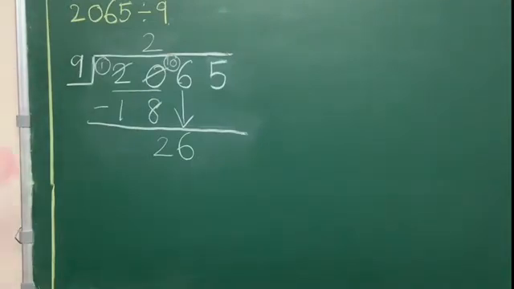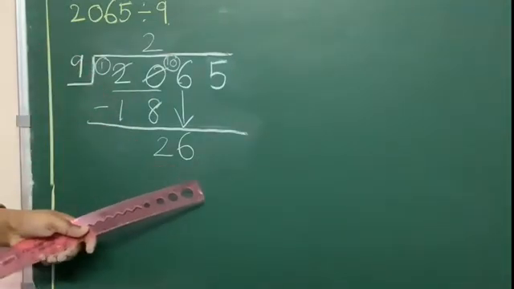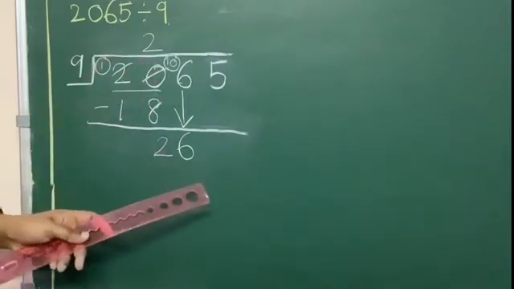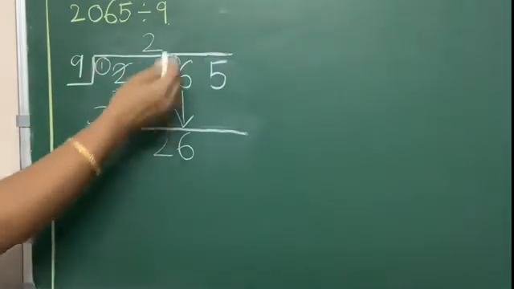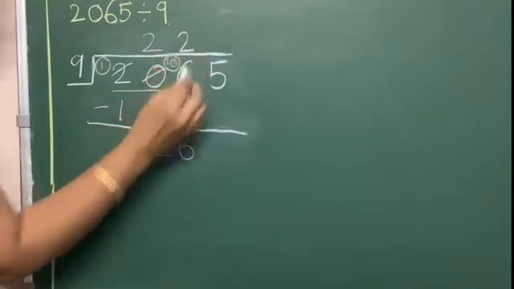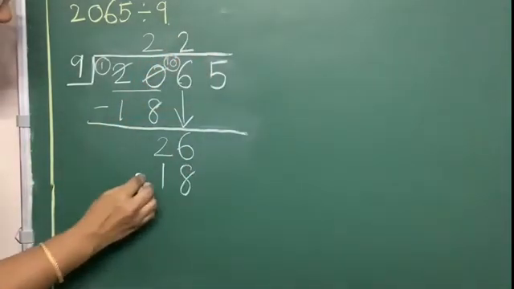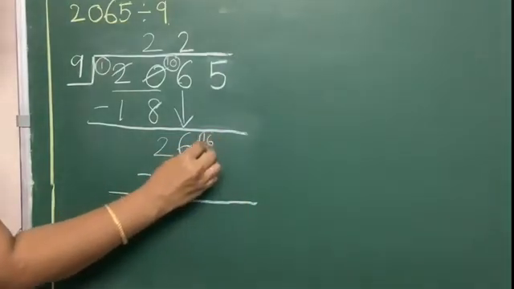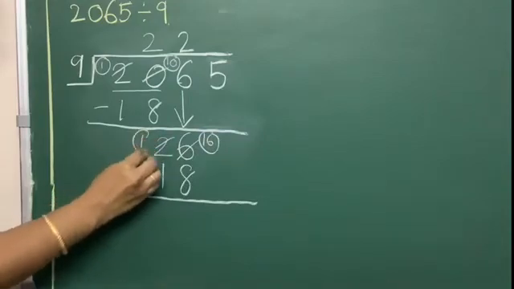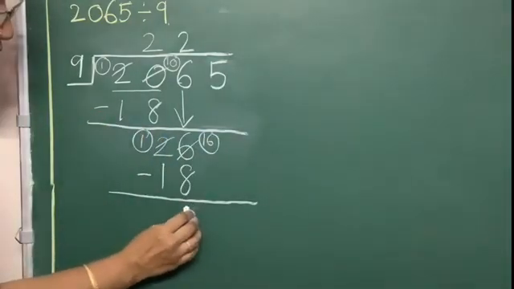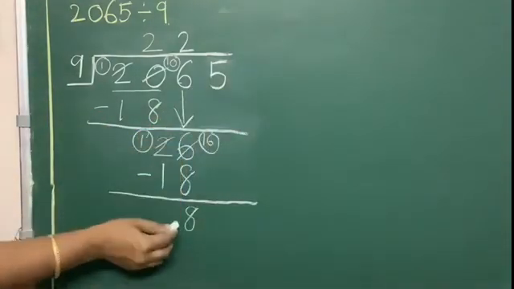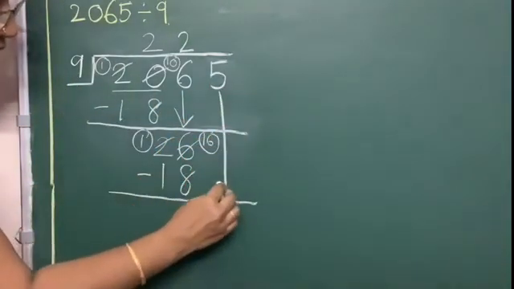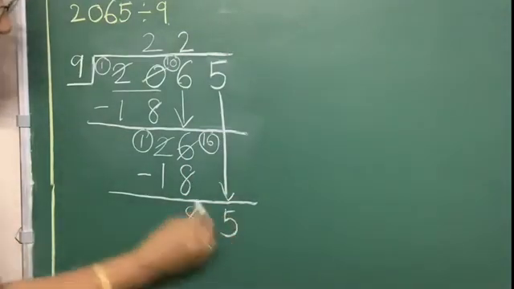Okay, now again with 9, how much I have to multiply to get the nearest number of 26? Again it will be 9 2s are 18, because 9 3s are 27. It is greater than 26. So again you write 9 2s are 18. Now this will become 6 and this will become 1, children. So what is 16 minus 8? It is 8. Now again you cross check, 8 is less than 9? Yes. Now I will proceed to the next step, that is bringing 5 here.